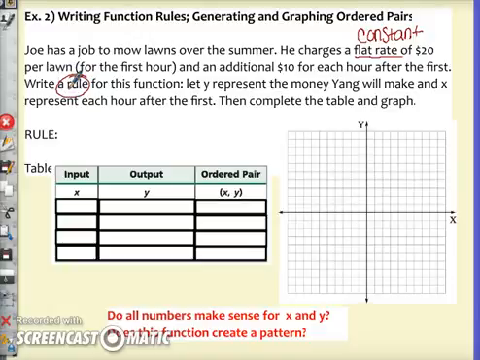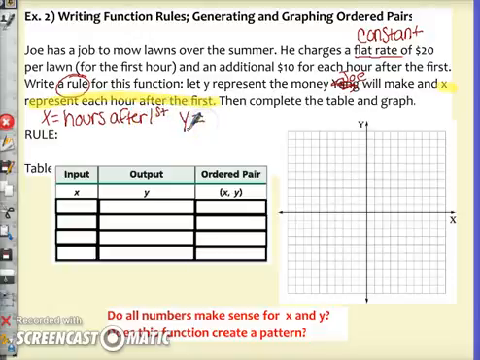Let Y represent the money Joe will make, and X represent each hour after the first. Then complete the graph. The first thing you must always do is define X and Y. What does X represent? What does Y represent? Every rule has an X and a Y. So X we know and highlight it in there. X represents the hours after the first. So I'm going to go write that down. X equals the hours, and it's important, after the first.